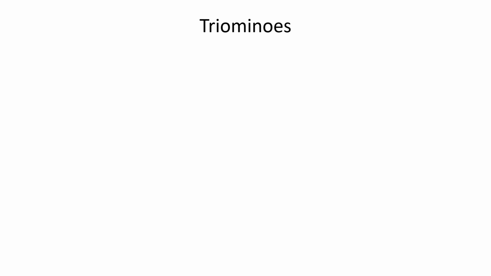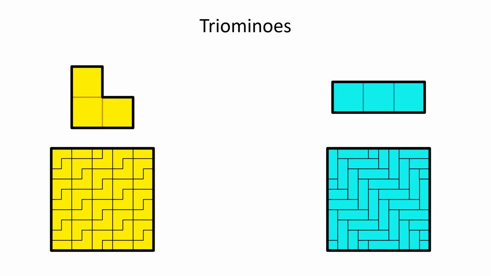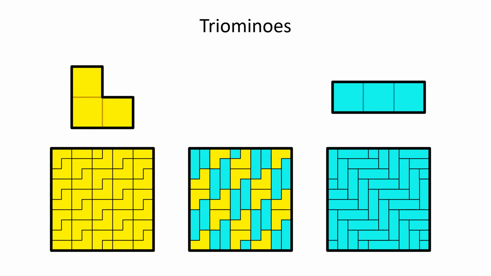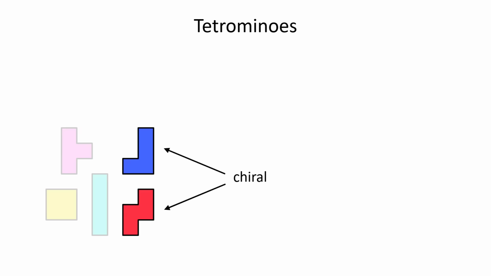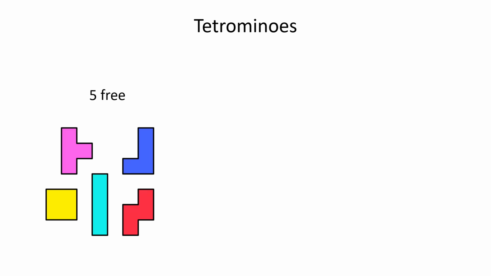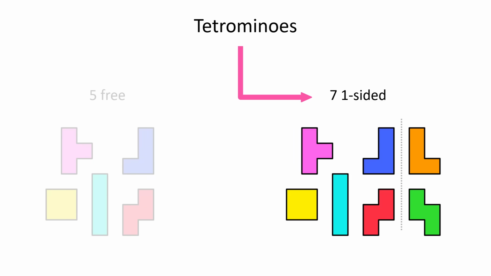Triominoes are slightly more interesting since there are actually multiple types. There's the 1x3 rectangle and the hexagonal L. Both of them tile the plane very easily, and you can also mix and match. Tetraominoes are the first type to include chiral polyominoes. How many there are depends on whether you count different chiralities separately, so it said there are 5 free tetraominoes and 7 one-sided tetraominoes. With tetraominoes specifically, the one-sided interpretation is more common.